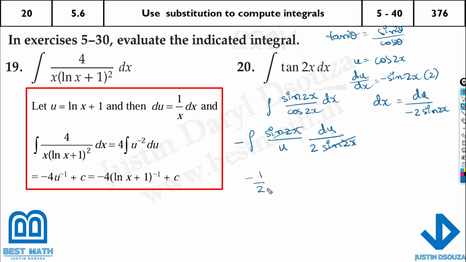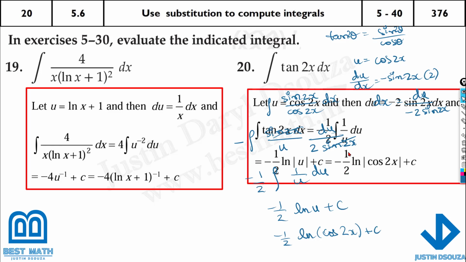So it'll be minus 1 by 2 integral 1 by u du. We know the integration of 1 by u is natural logarithm of u. So negative half ln u plus c is the answer, but you need to substitute back what is u. u was considered to be cosine, it's cosine 2x, not sine, cosine 2x, plus c. So there we go, that is the answer. It is minus half natural logarithm of cosine 2x plus c.